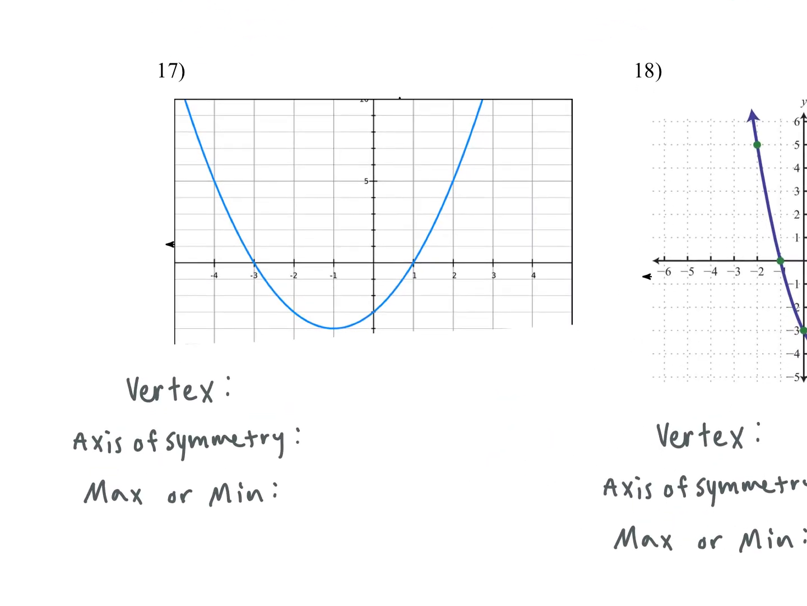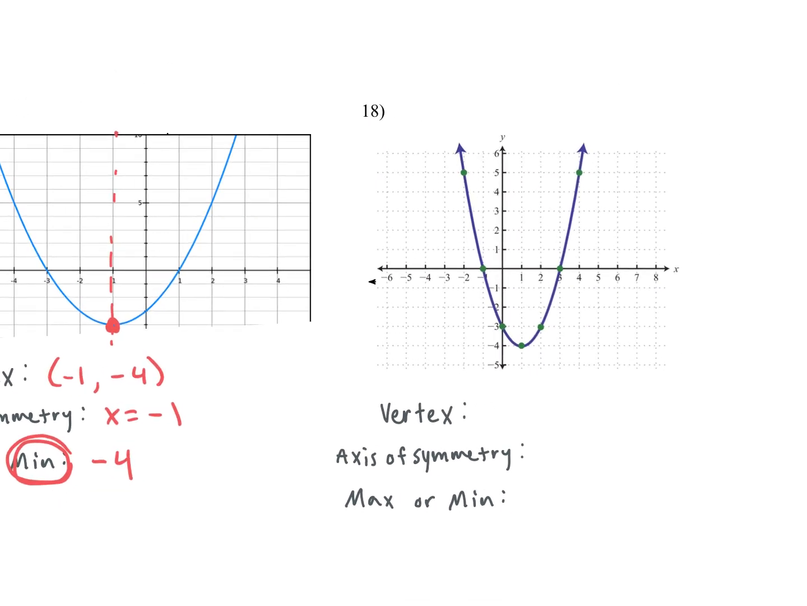For 17, here we just have to look at it, find where our vertex is, our axis of symmetry, and if it's a max or min. So what is our vertex? Negative 1, negative 4, awesome. And then what's my axis of symmetry? X equals negative 1, perfect. And is it a max or minimum at that point? A minimum, and what's my minimum value? Negative 4. All right, last one. What's my vertex? 1, negative 4. What's my axis of symmetry? X equals 1, and is it a maximum or minimum at that value? Minimum, and what's my minimum value? Negative 4. Do you guys have any questions?